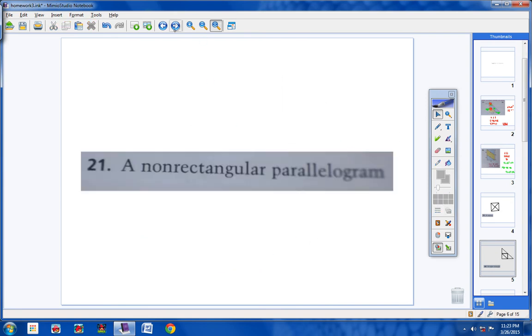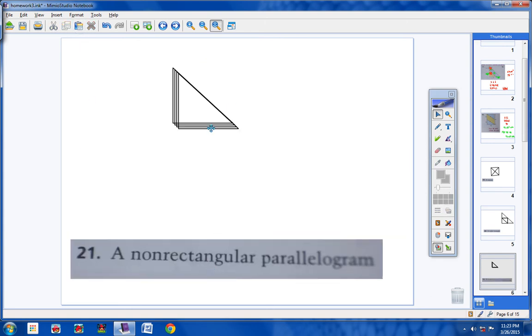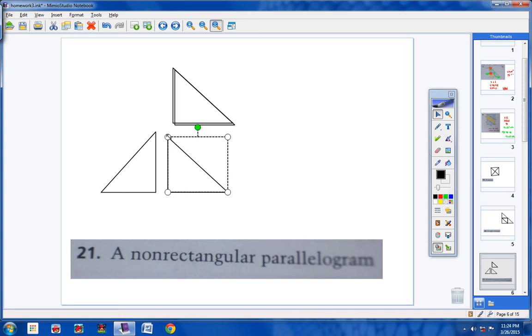Okay. Next would be a non-rectangular parallelogram. A rectangle is a parallelogram, but they want a non-rectangular parallelogram. So it's got to be a parallelogram that's not a rectangle. So I think we want something like this. And then like this, which obviously my triangles are not very isosceles like. There we go, it's a little better. And then take this one here.